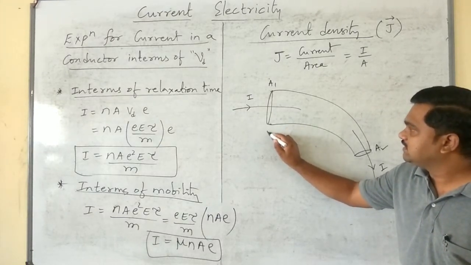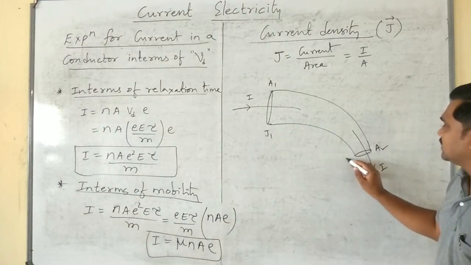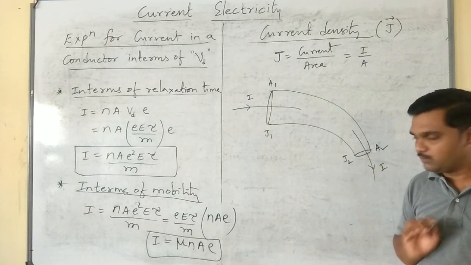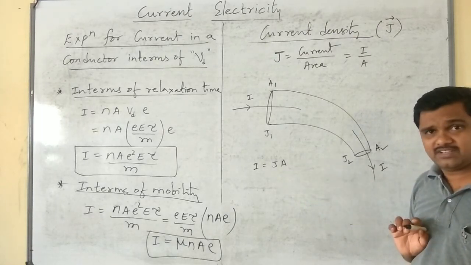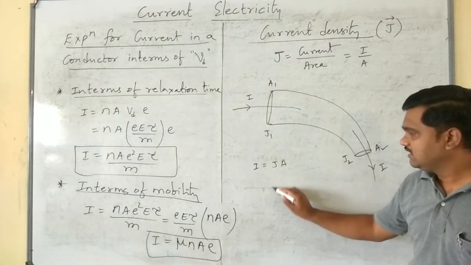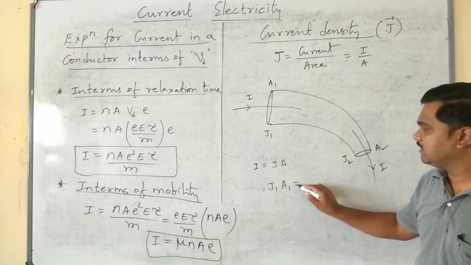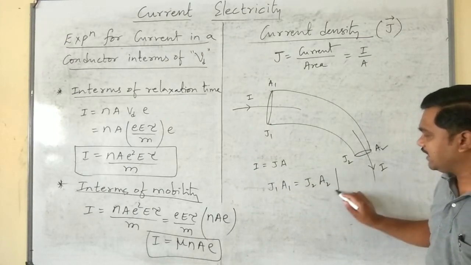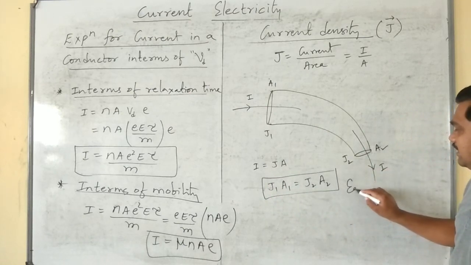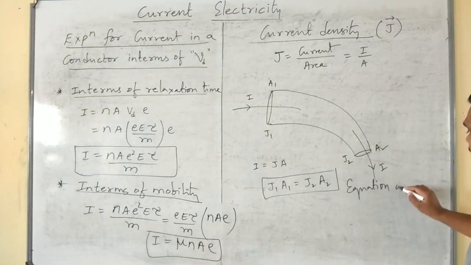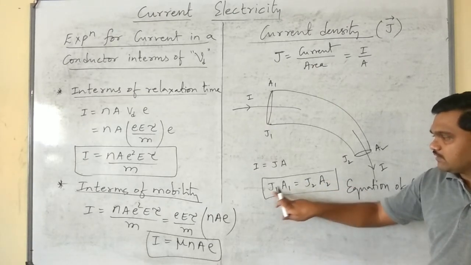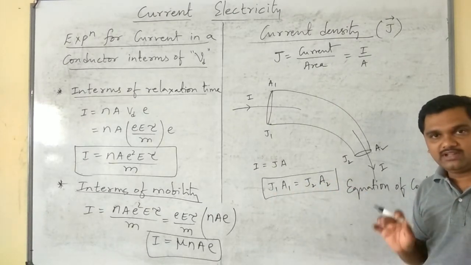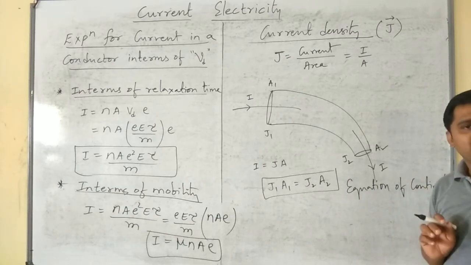Here the current density will be J1, here the current density will be J2. We know that I is equal to J into A, isn't it? Since I is constant here, we can write J1 A1 is equal to J2 A2. So this is called the equation of continuity in electricity. In electricity, J1 A1 is equal to J2 A2. This equation is called the equation of continuity.